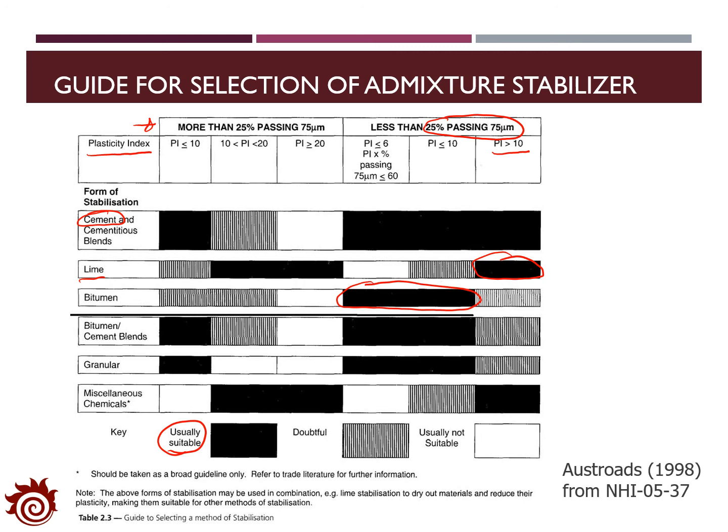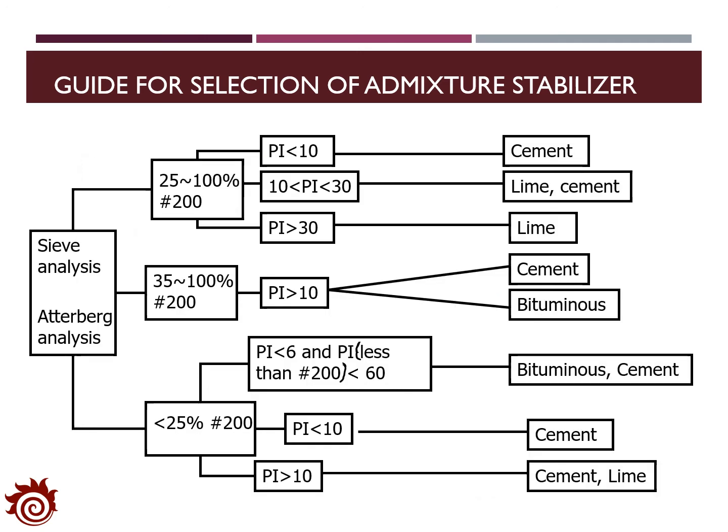While for soil with more than 25% passing the number 200 sieve, cement is only appropriate when the plasticity index is less than 10. And for lime, it could be applied for any soil with a plasticity index higher than 10. The flowchart here shows a more detailed guideline for the selection of the admixture stabilizer.